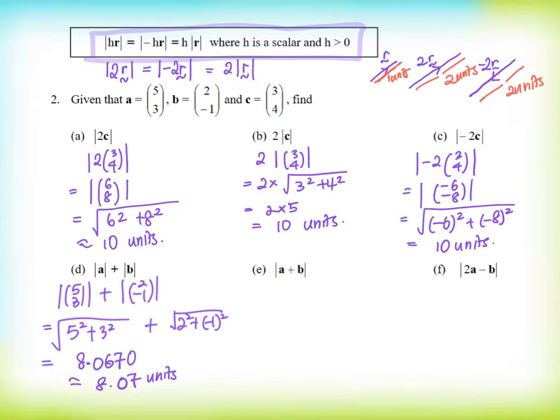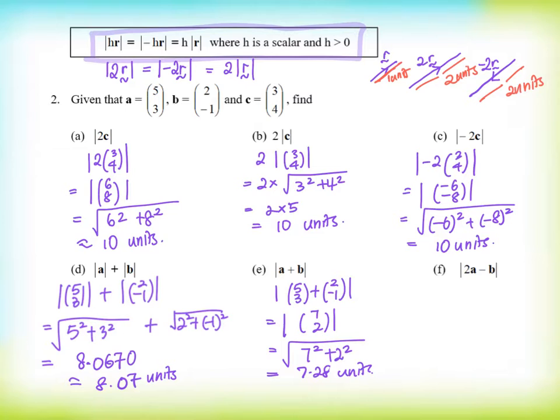However, if you define the magnitude of vector A plus vector B, we need to do the addition first. I'll get (7, 2), and I'll take the square root of 7 squared plus 2 squared, and that gives me 7.28 units. Notice that what we have down here, the magnitude of vector A plus vector B and the magnitude of A plus the magnitude of B, have different lengths. Now, why is this so?